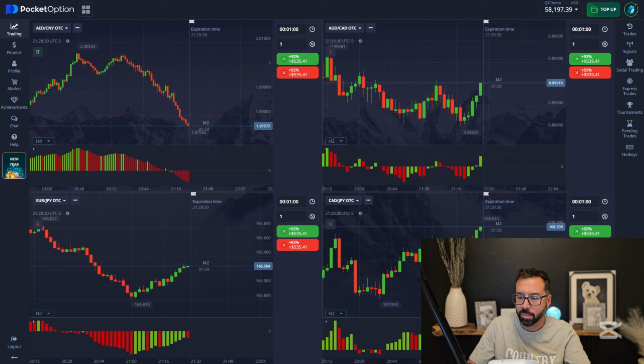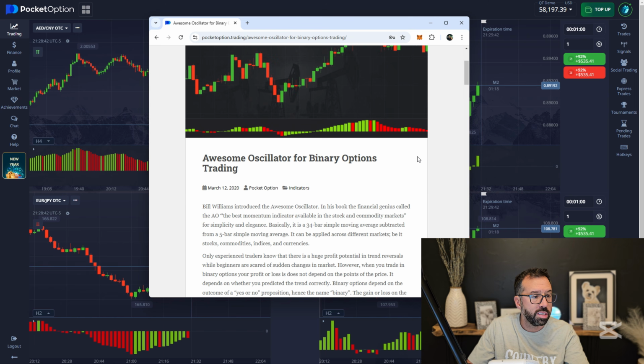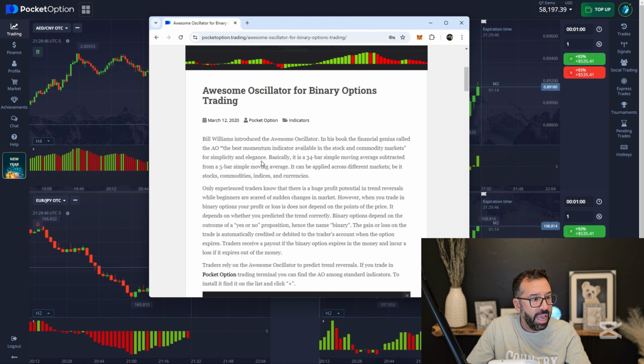Hold on, give me 1 second. I'm going to pull something up here so you guys can see what this is. This is actually right off of Pocket Option. It talks about what the awesome oscillator is for binary options. Bill Williams introduced the awesome oscillator. The financial genius called the AO the best momentum indicator available in the stock and commodity markets. Basically it is a 34 bar simple moving average subtracted from a 5 bar simple moving average. It's reading the previous 34 bars and gauging for you what the trend is, down or up, and trying to anticipate that momentum for you. That's what it's doing.